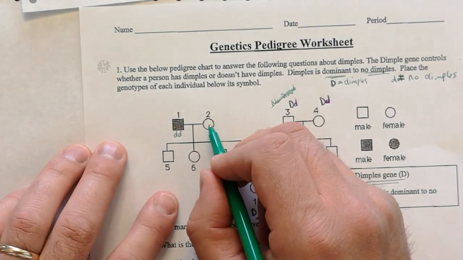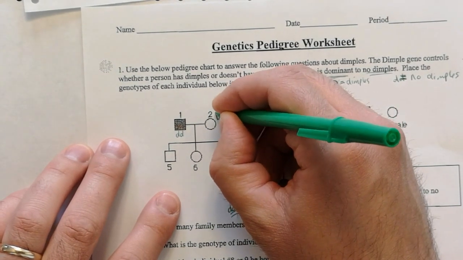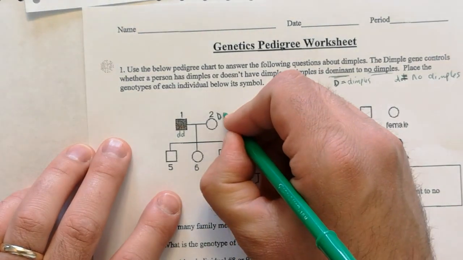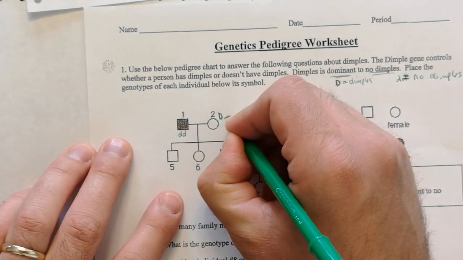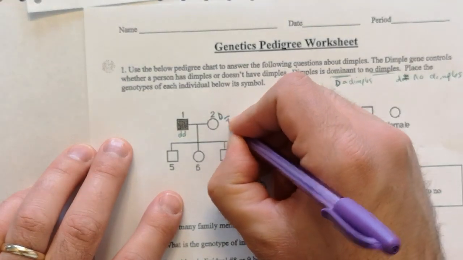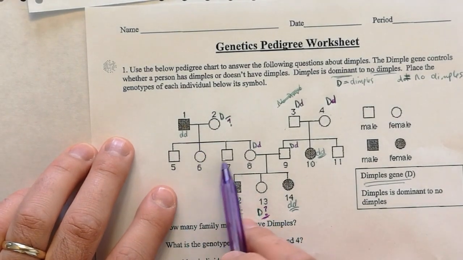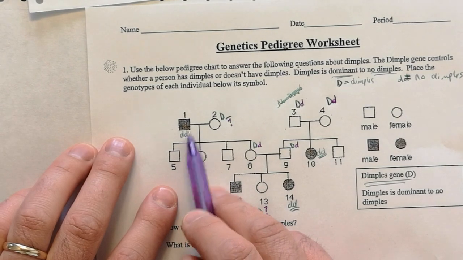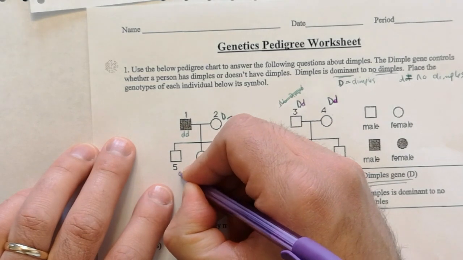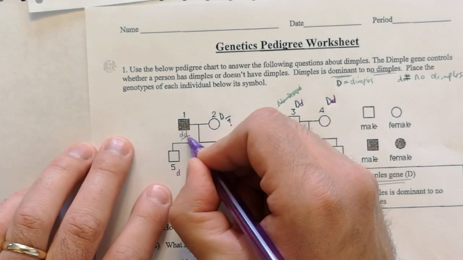And we know that the mother here has at least one big D allele, but we're not sure about the second allele. Is it possible that each one of these offspring get a lowercase allele from their father? Not just possible, that's the only allele they could possibly inherit. So they all get a recessive allele from their father.